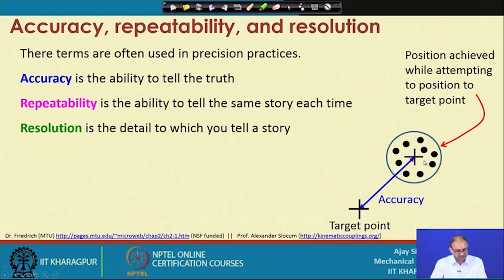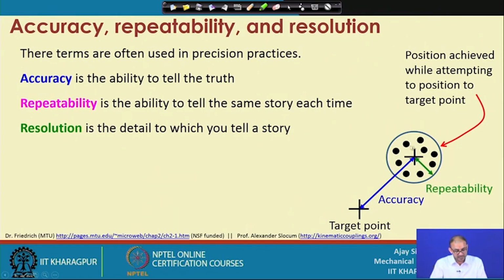So, the more this is away from the target, the less is the accuracy. The closer this is to the target point, the more is the accuracy, correct. So, this is the way you can define the accuracy, the ability to tell the truth. How close you are reaching to the target point, that is the thing.